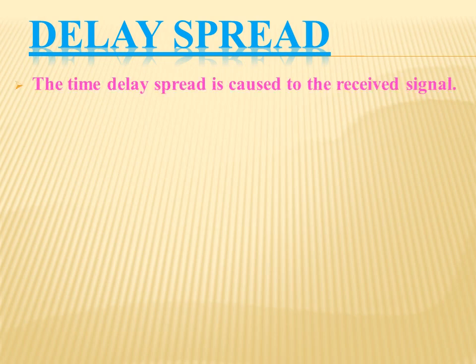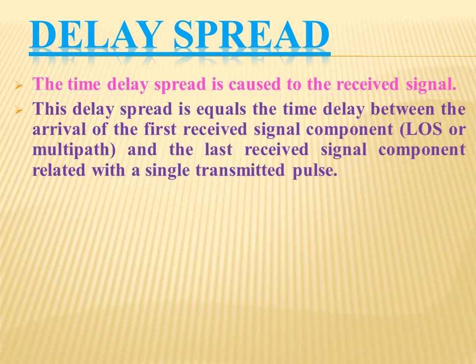Delay spread. It is the time dispersive nature of the channel. Delay spread is caused due to the received signal. As the signal is received at the receiver at different time delays, it causes the delay spread. The delay spread is equal to the time delay between the arrival of the first received signal component and the last received signal component related to the single transmitted pulse. Delay spread helps us to calculate another parameter, that is coherence bandwidth.